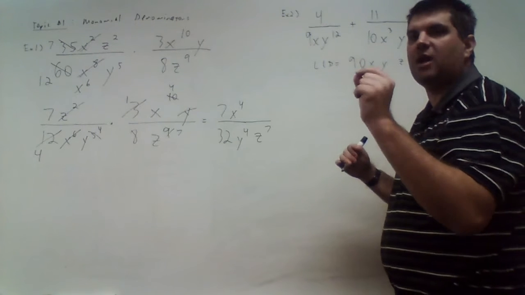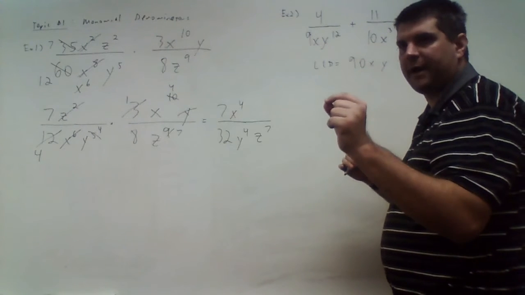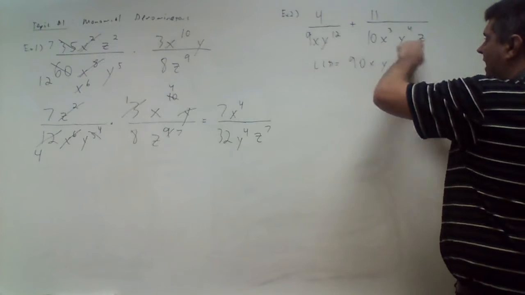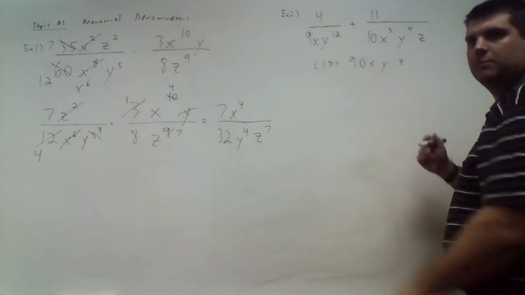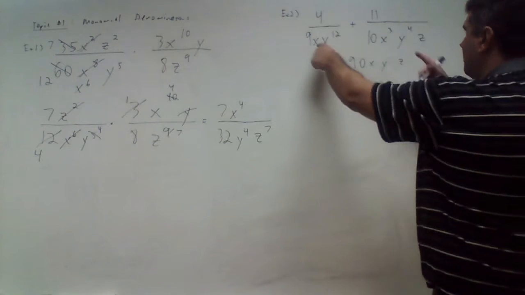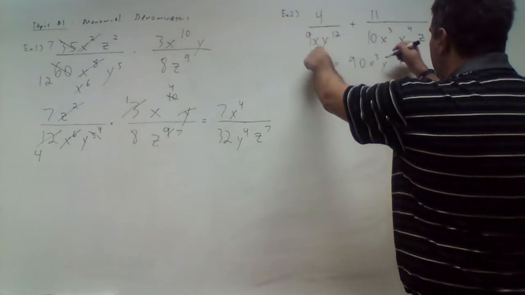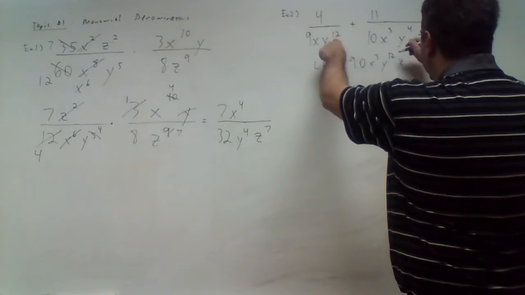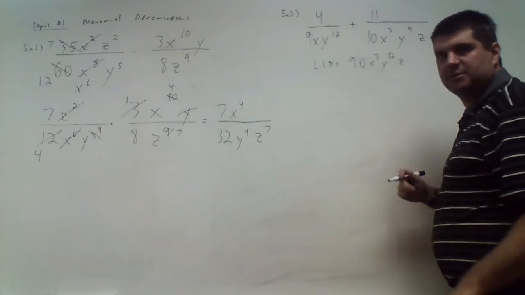In least common multiple, or least common denominator, you're inclusive. So you'll take every variable that has any appearance at all in the denominators, and you'll take the higher appearing power. So between 1 and 3, 3. Between 12 and 4, 12. And you're going to keep the z as is.